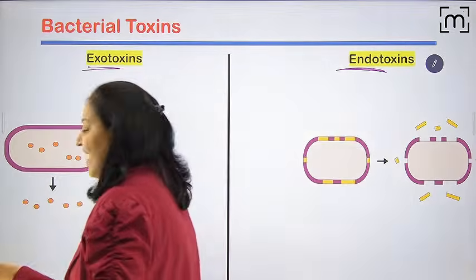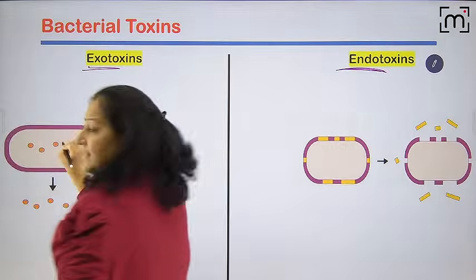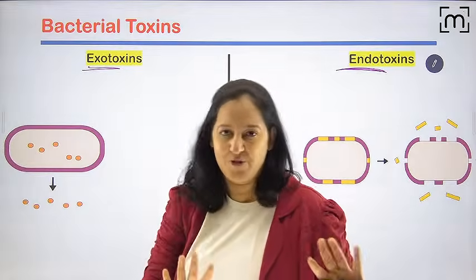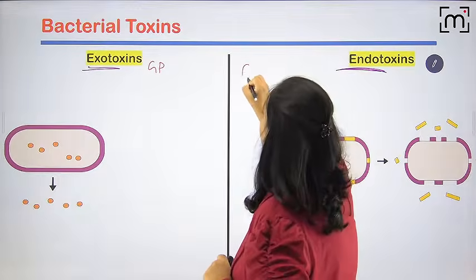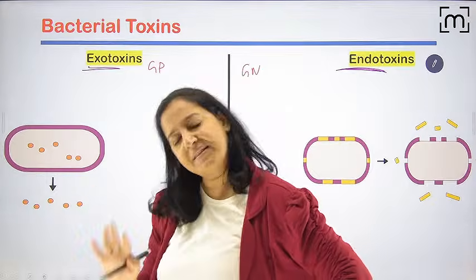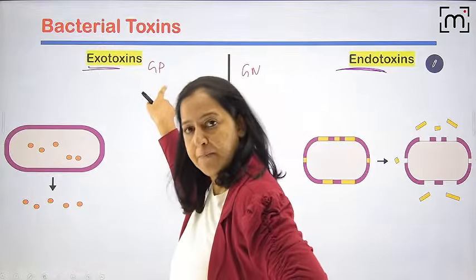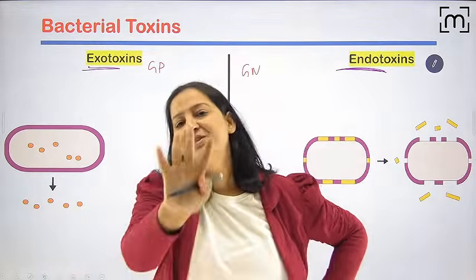Listen. Why is exo known as exo? See, this is the bacteria. Learn the general rule first. Exotoxin is formed by gram-positive bacteria. Endotoxin is formed by gram-negative bacteria, with few exceptions. But this is the general rule. Exotoxin, gram-positive. Endotoxin, gram-negative. First you learn the general rule.